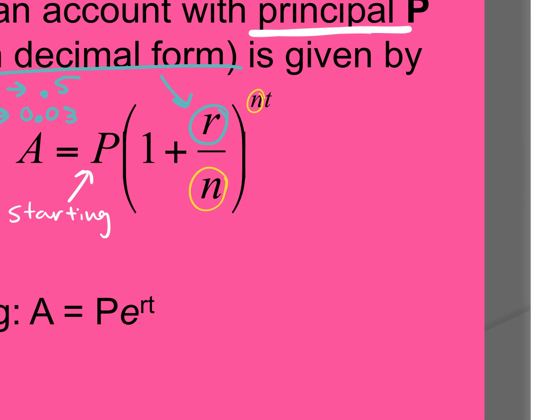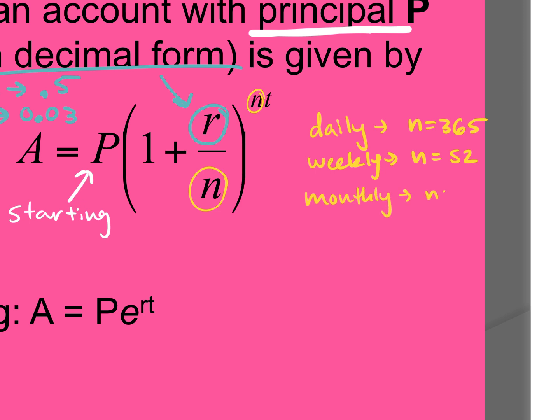So typically we might see that it's compounded daily. How many days are in a year? 365. So n would be 365 if it's compounded daily. What if it was compounded weekly? N would be 52. What if it was compounded monthly? N would be 12. What if it was compounded quarterly? N would be 4. So there's 4 quarters in a year.